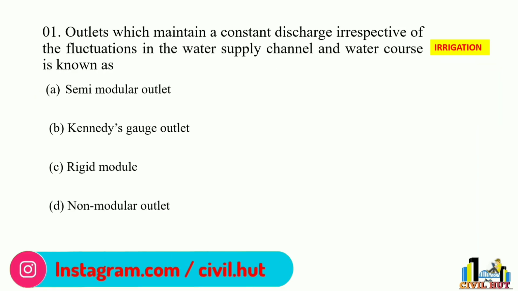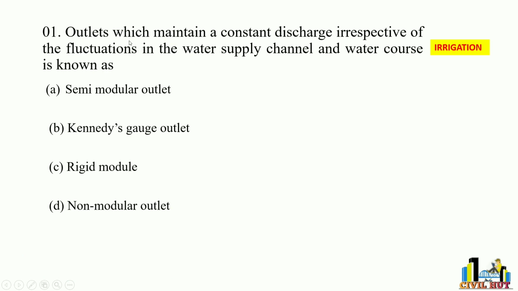First question: outlets which maintain a constant discharge irrespective of the fluctuations in the water supply channel and water course is known as A. Semi-modular outlet, B. Kennedy gauge outlet, C. Rigid module, D. Non-modular outlet.